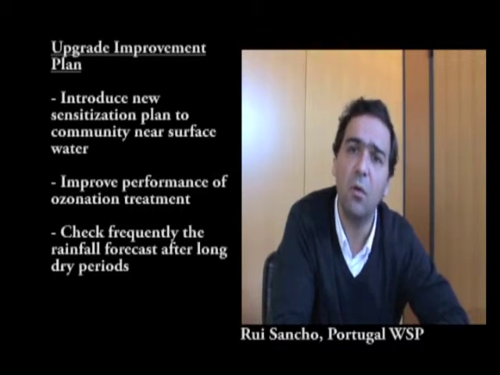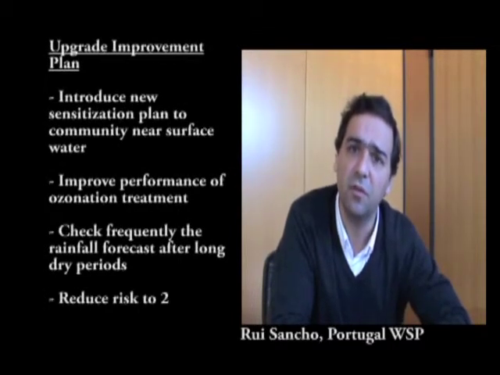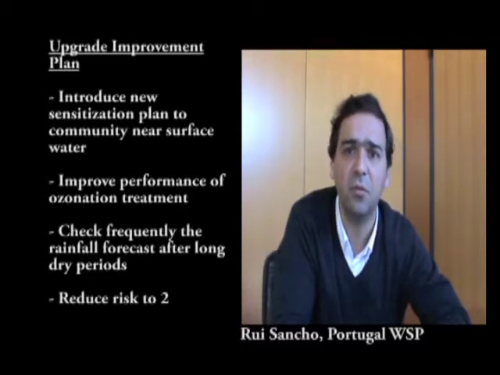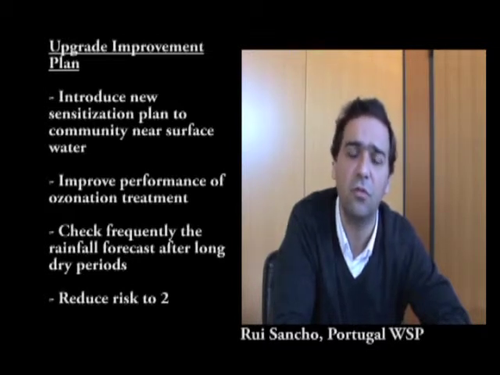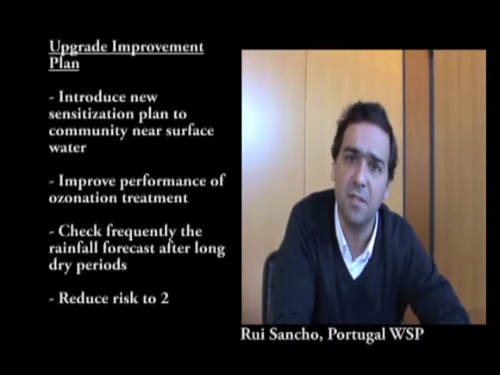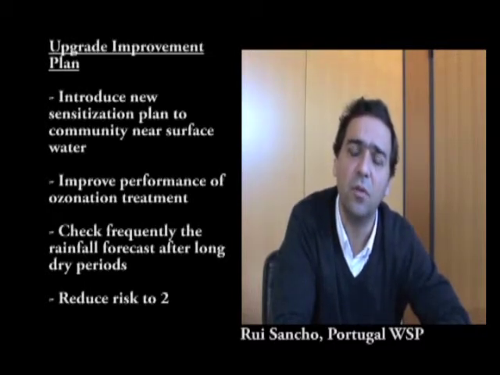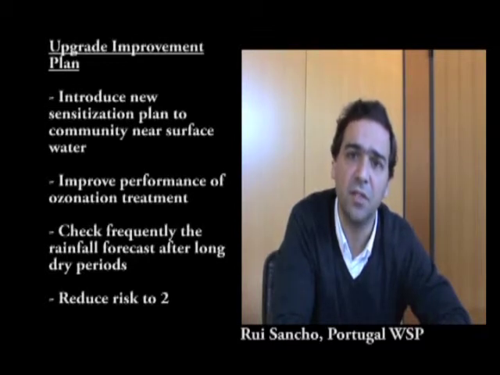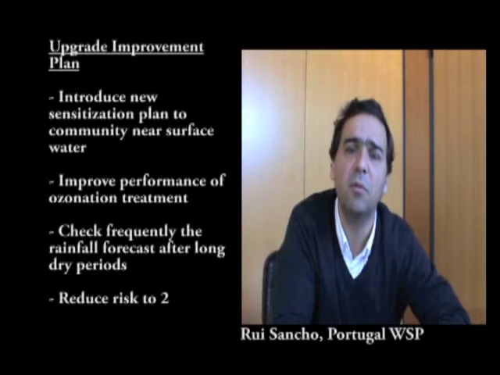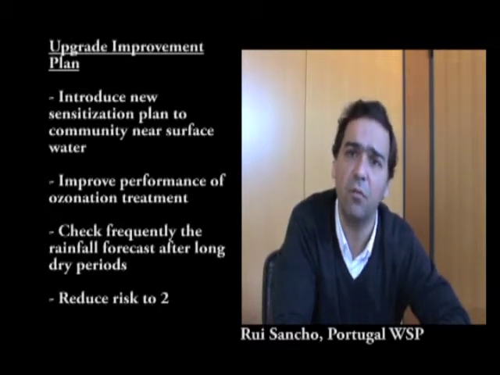Doing this, we were expecting to reduce the risk to an estimated 4 or 2, reducing the probability from 3 to 2 or 3 to 1. And we were able to reduce the risk to 2, because we introduced a considerable optimization in the ozonation treatment stage. Also, our water safety plan team is alerting the water treatment plant managers when we have heavy rainfall after a long dry period, especially after summer.